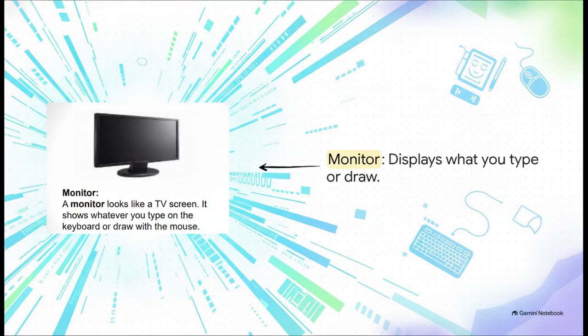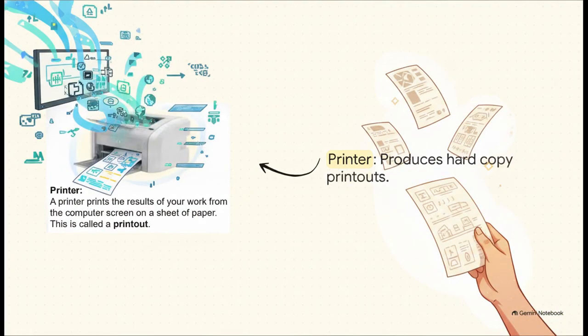The most basic, everyday way it does this is the monitor. Looking just like a TV screen, it visually displays whatever you've typed, drawn, or commanded the system to do. But sometimes we need that digital output in the real physical world, and that's exactly where the printer comes in. It takes the results of your work right from the screen and physically prints it onto a sheet of paper, giving you what we call a hard copy or a printout.